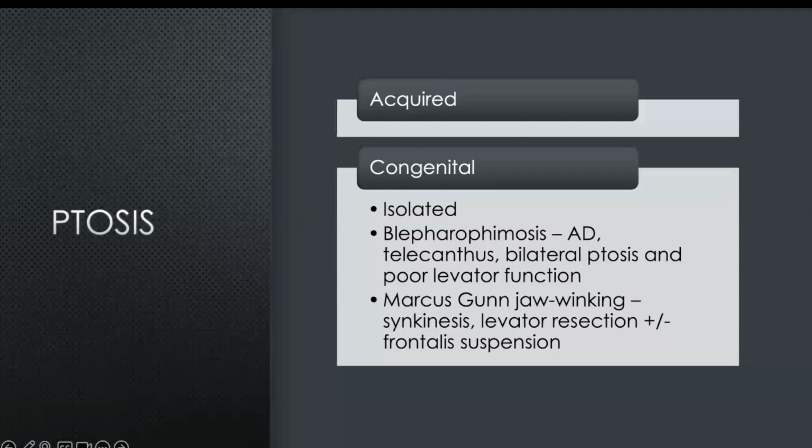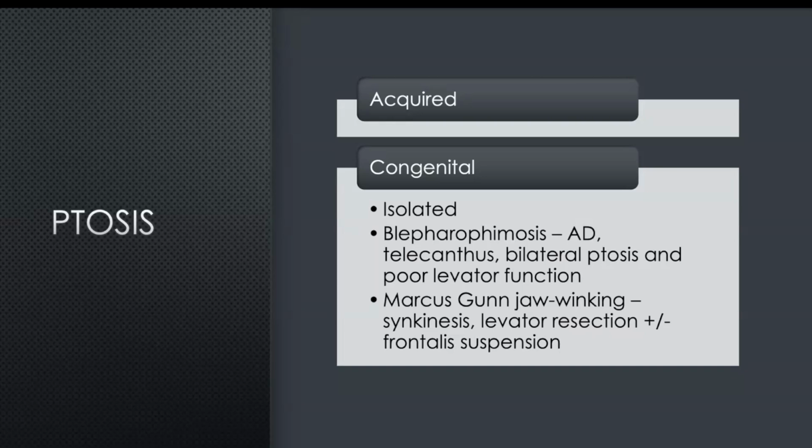So moving on to ptosis. Essentially, your ptosis is either acquired or congenital. I'm going to talk mainly about the acquired. So when looking at congenital ptosis, you've either got an isolated congenital ptosis that's got nothing to do with anything else other than a child who's been born with poorly formed retractors. So they're left with a ptosis.